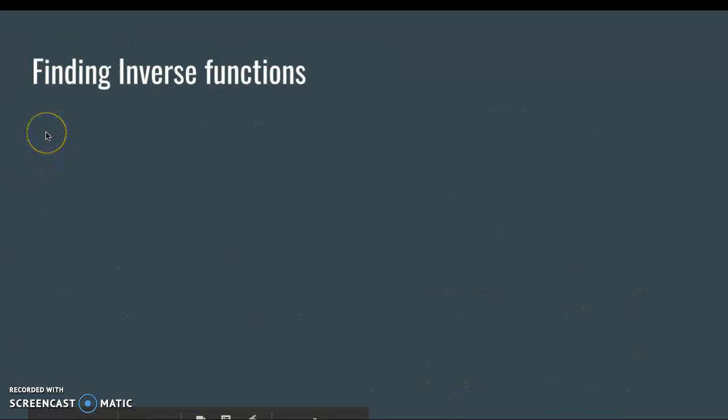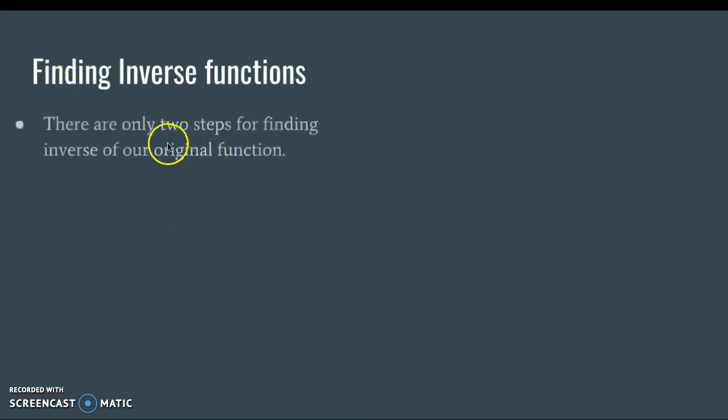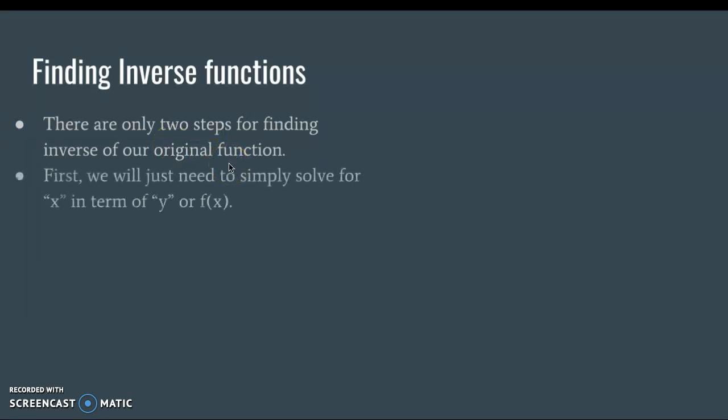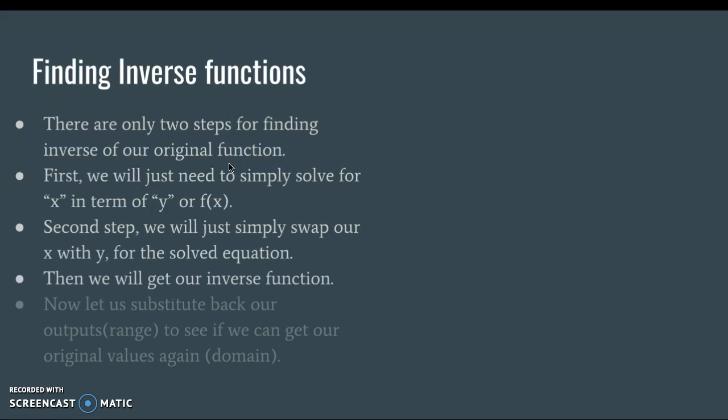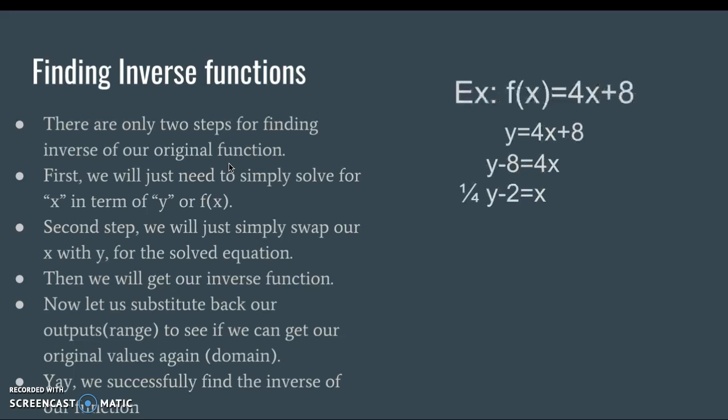So how do we find the inverse of a function? There are only 2 simple steps. First, we simply solve for x in terms of y. So that's our original function, f of x equals 4x plus 8. I'm going to use y to represent f of x now, because it's easier. So right here we just need to solve for x in terms of y.